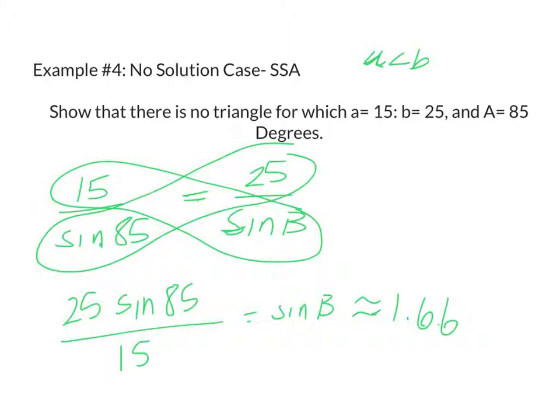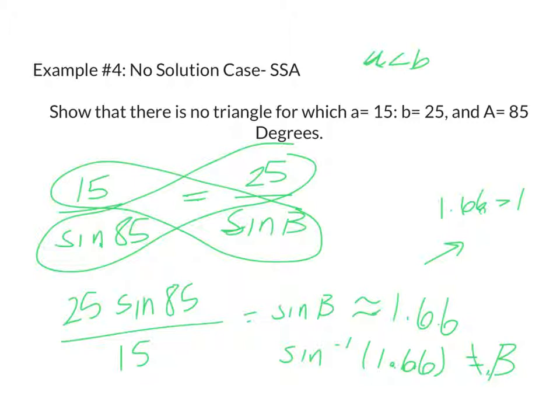But in case you don't know that, you can always use the inverse of sine, which, by the time you get to a test, sometimes we just want to double check anyway. So the inverse of 1.66 should give you angle B. And again, it does not work. It'll say not possible, because 1.66 is greater than 1. So it will not work.